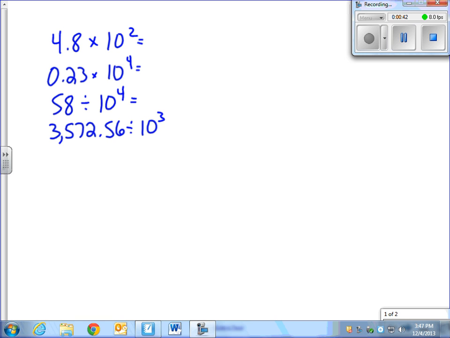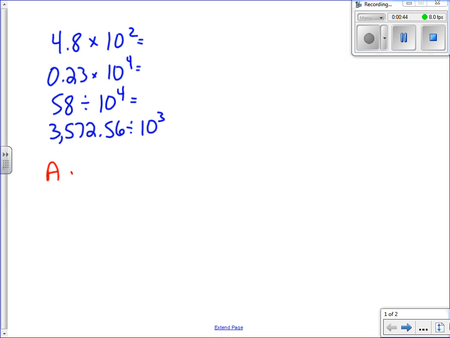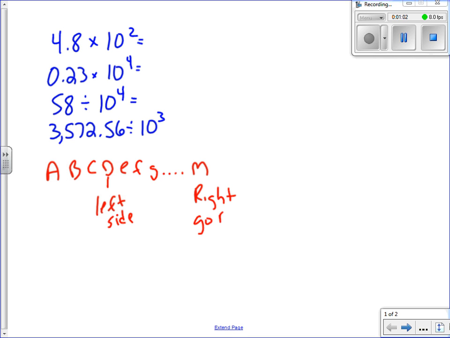If you're not sure which way to go, remember the alphabet. We have A, B, C, D, E, F, G, so on, all the way to M. M is on the right side. D is on the left side. So when you think of multiplication, you go right because the M is on the right-hand side. When you think of division, you go left with the decimal because D is on the left-hand side. So that's a little trick to kind of help you which way to go with the decimal if you forget.